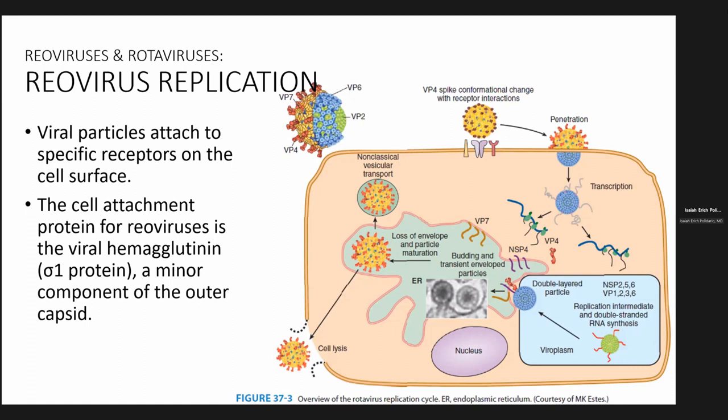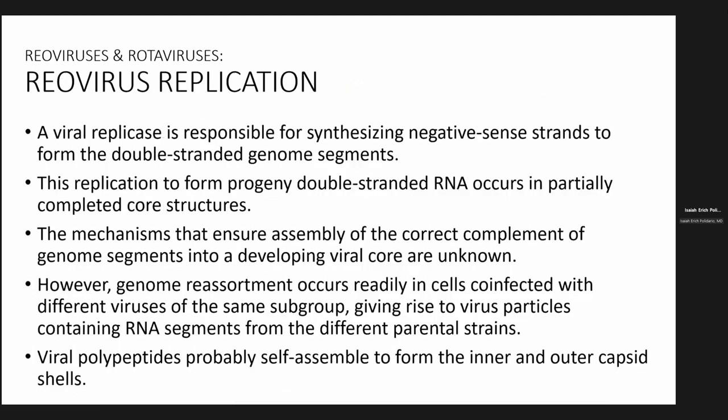After being extruded from the core, this mRNA will be translated into primary gene products, and some of the full-length transcripts will be encapsulated, which will then form immature virus particles. And after cell lysis, these viral particles will then be released from the cell. A viral replicase is responsible for synthesizing negative strands to form the double-stranded genome segments.